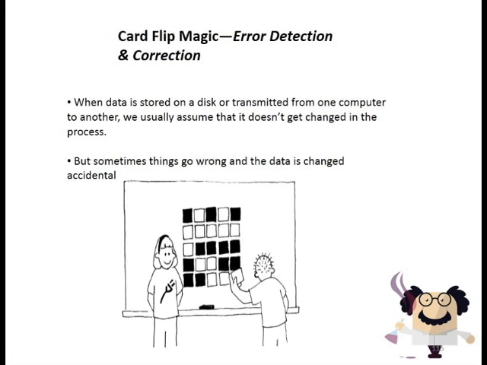Card flip magic, error detection and correction. For this activity, we need 2 volunteers. One will draw on the board and the other will stay out of the classroom. The volunteer goes out even before starting this activity, telling the kids that he is a magician, and will find the errors in the messages.